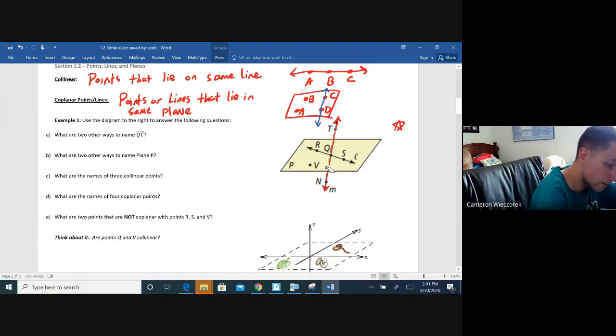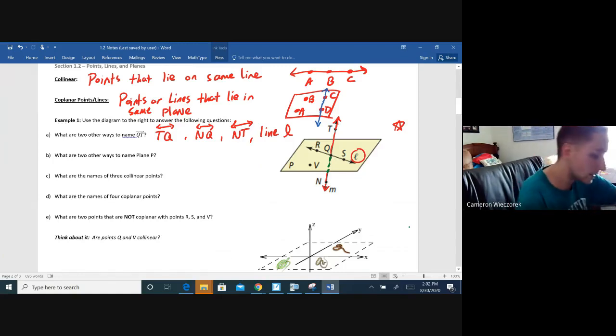Label that in a different color. Dash, dash, dashing through the graph. Okay. Two other ways to name line QT. Remember, you just have to pick points that are on the line. So I noticed that I could name this TQ if I switch the order. There's nothing wrong with switching the order of the points on a line. Put the line symbol above it. Point N is also on that line, so I could call this NQ. I could call it NT, TN, doesn't matter. Just got to pick points that are on the line. Okay. I also noticed that there's a little cursive lowercase l, so I could also name this line l. It's not a point, but it's a label for the line.